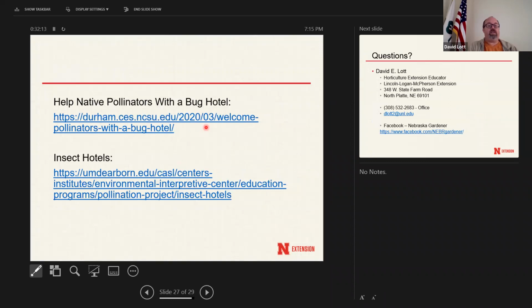And then this is the article from North Carolina State Extension. That's some good pictures of different types of insects. And then the insect hotels from the University of Michigan Dearborn. So that was really fascinating that the Ford Foundation gave funding to that.